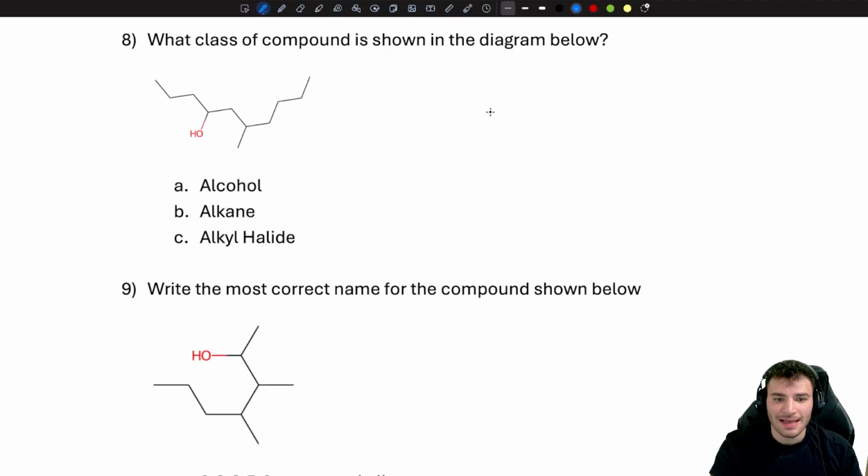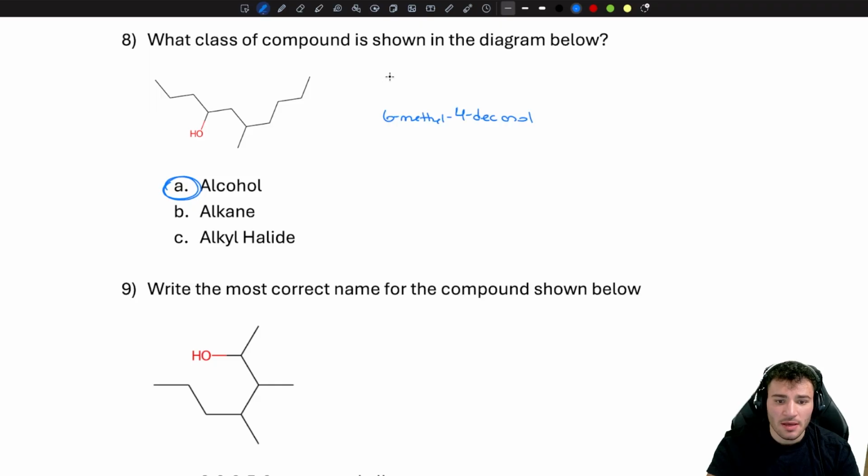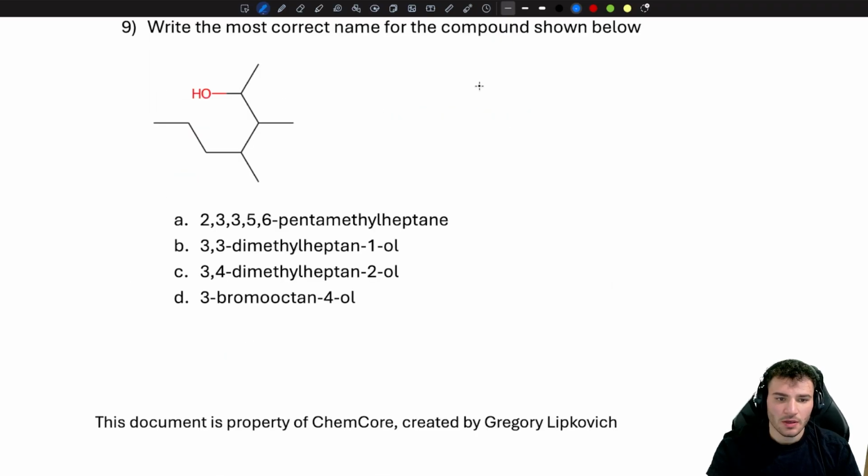Number 8, what class of compound is shown in the diagram below? This is, again, an alcohol. Now I know I just asked you guys to find the class of compound, but for your practice, you can go ahead and pause the video at this point and try to find the name of this compound. I think it's great practice. And if you were to find the name, it should be 6-methyl-4-decanol.